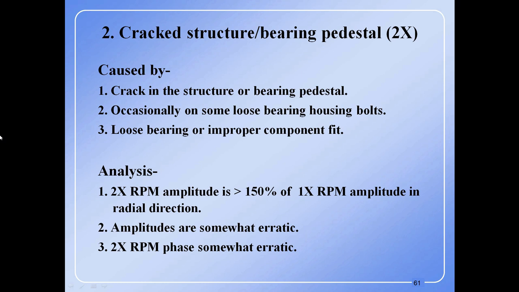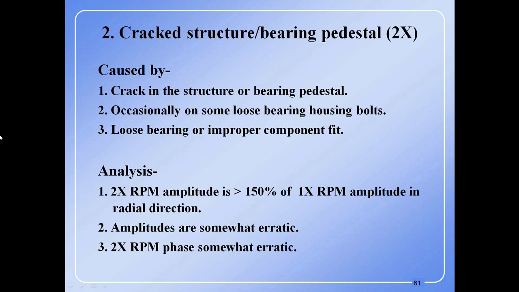Cracked structure or bearing pedestal, 2x. If it shows 2x, it is caused by a crack in the structure or bearing pedestals, occasionally by loose bearing housing bolts, a loose bearing or improper component fit. Analysis: 2x RPM amplitude is greater than 150% of 1x RPM amplitude in the radial direction. Amplitudes are somewhat erratic. 2x RPM phase is somewhat erratic.